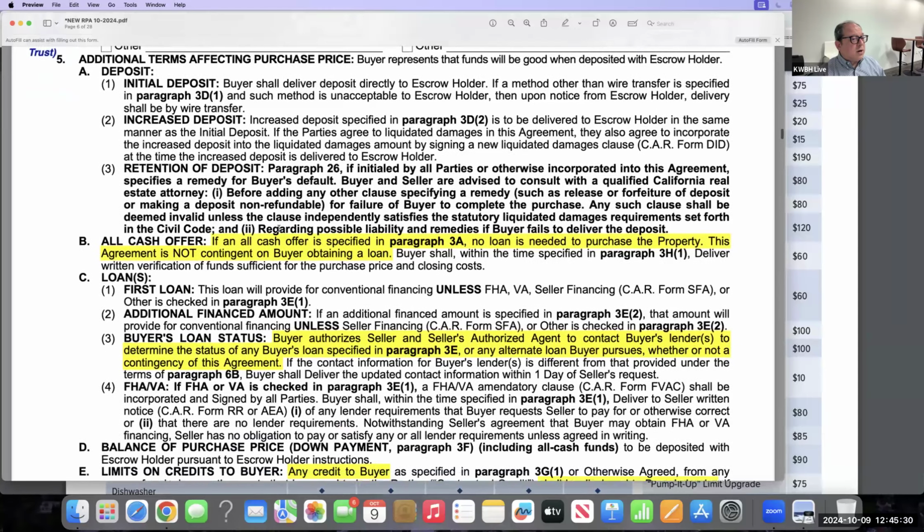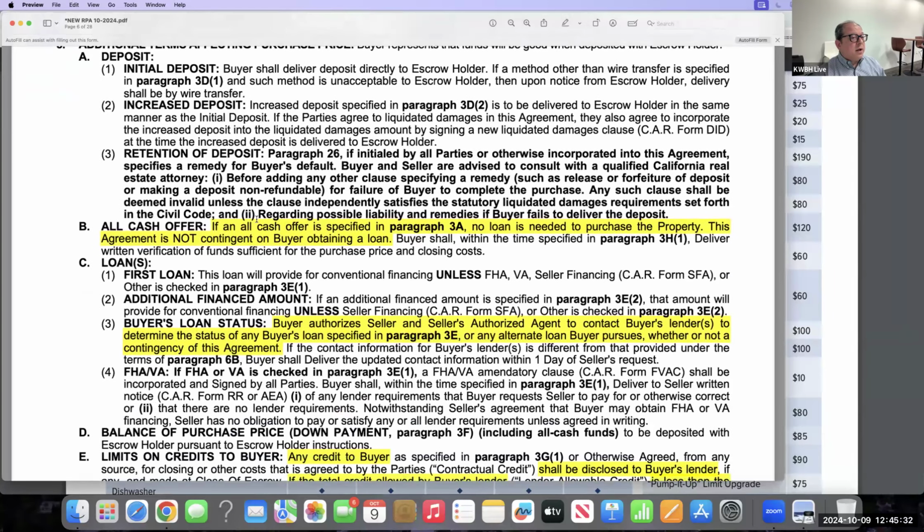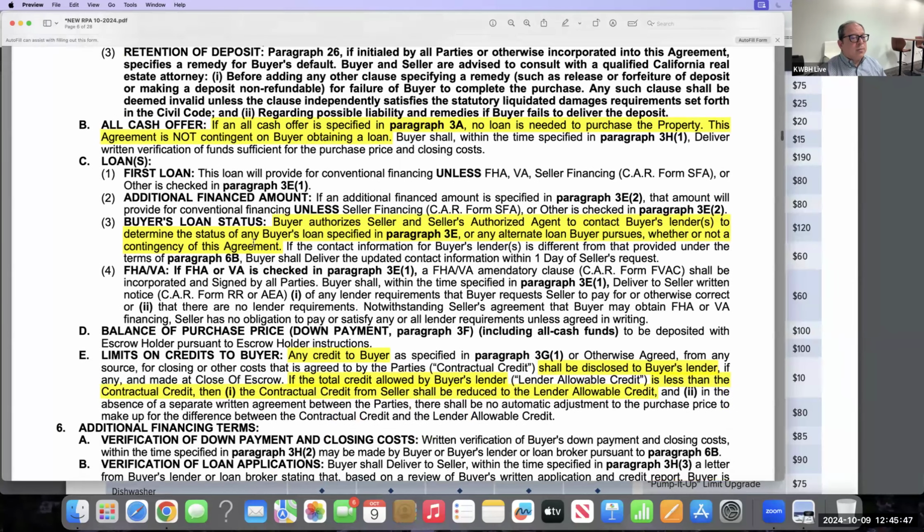All right, let's look at what I highlighted here. All cash offer. If an all cash offer is specified in 3A, if you check the box cash offer, no loan is needed to purchase the property. This agreement is non-contingent on buyer obtaining a loan. Makes sense? All right, let's look at the loan part.